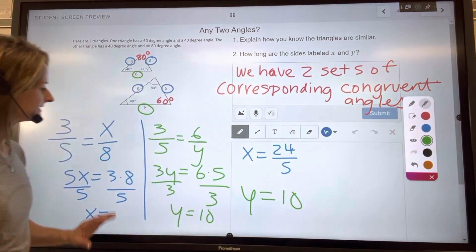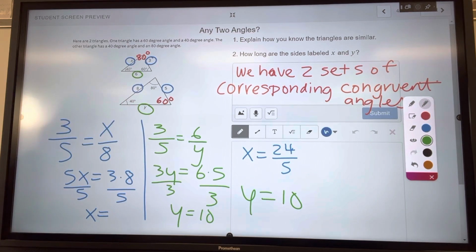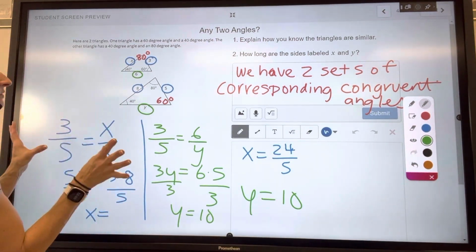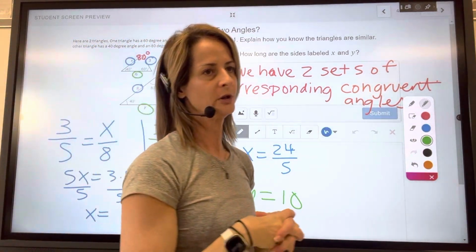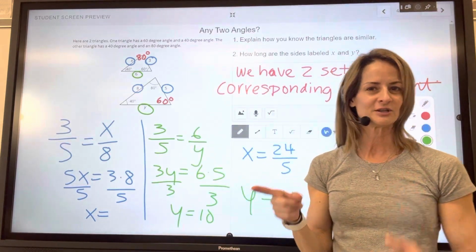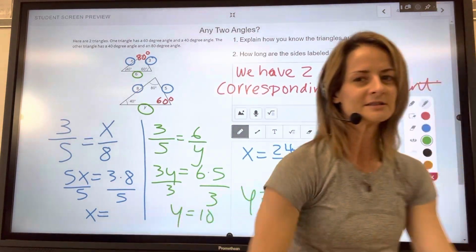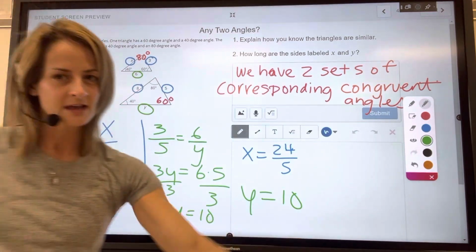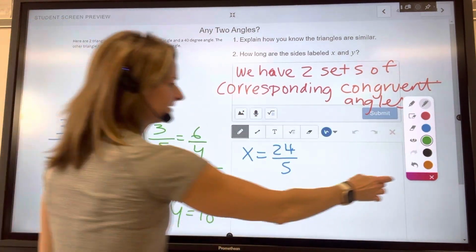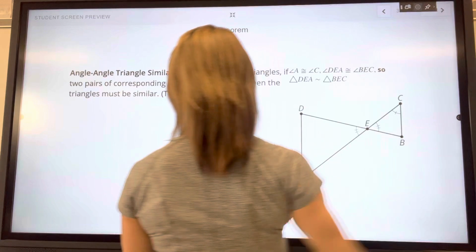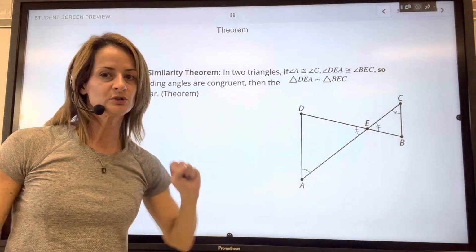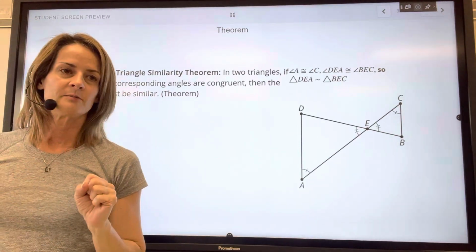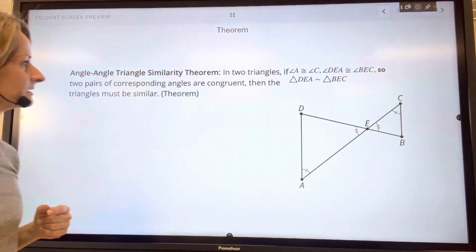So notice we need a separate proportion for each of those variables. We need one proportion for X, one proportion for Y, and we can't assume that these sides are proportional until we've proven that the 2 triangles are similar, and we did that first. Any questions? Going once, going twice. Okay, I'm going to erase this real quick and back up one slide and show you the angle triangle similarity theorem. This is the theorem that we use to prove those 2 triangles similar right at the beginning. So that's all.